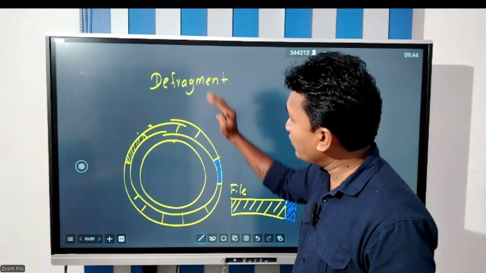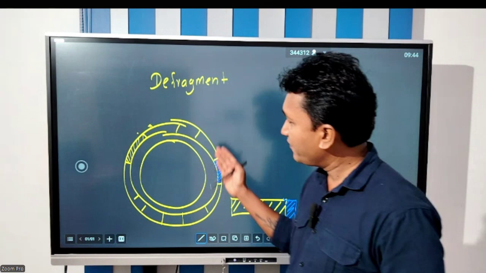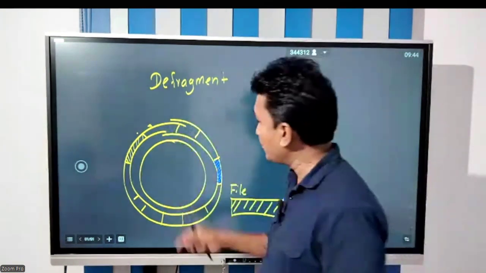That is the reason we have to defragment this one. When we defragment, all the content of the same file will come to the same location.